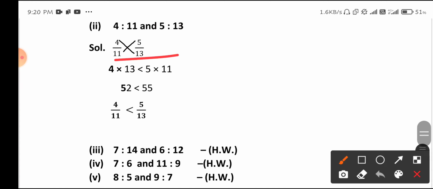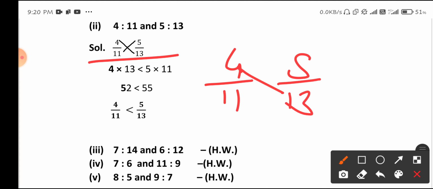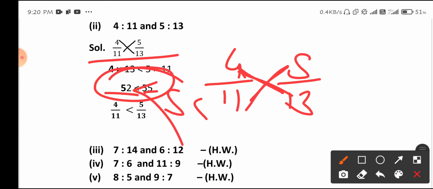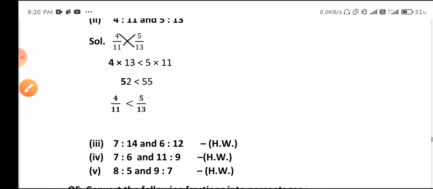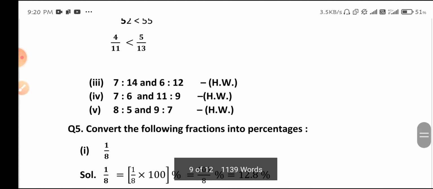See the second one, 4 by 11 and 5 by 13. Cross multiply. So 13 4s are 52 and 5 11s are 55. Which is greater? 55 is greater than 52. It means 5 by 13 is greater than 4 by 11. Directly you can see that without changing to the same denominator, we can easily compare by cross multiplication.